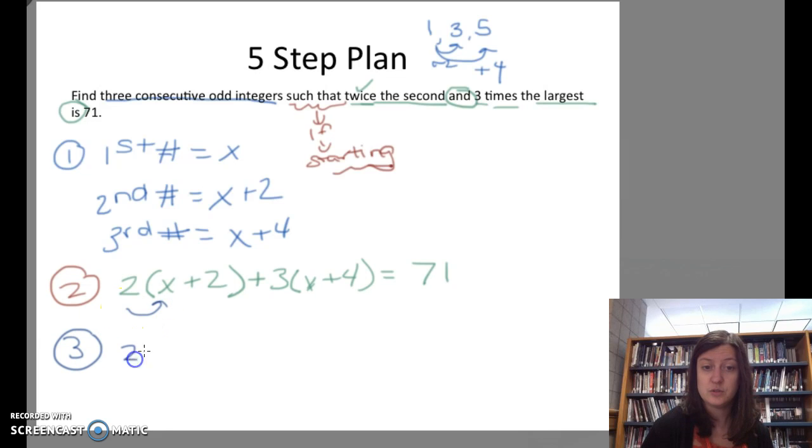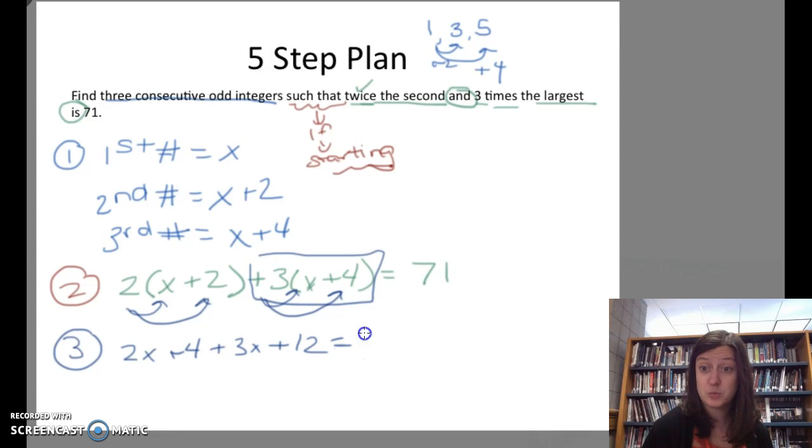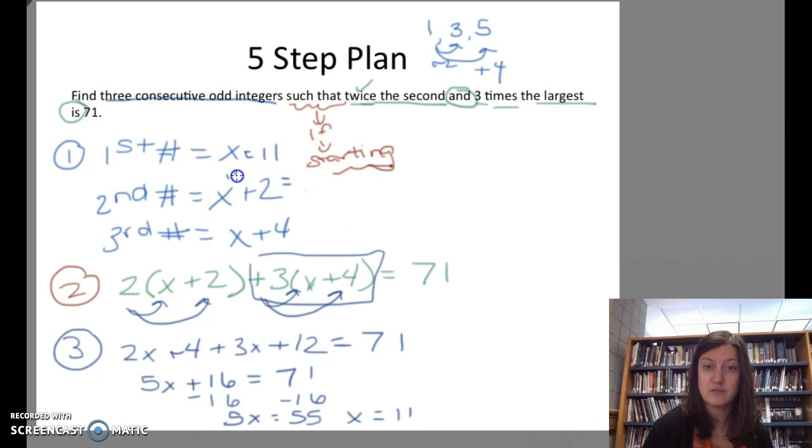Solve it, distribute: 2x plus 4 plus 3x plus 12. Be very, very careful to distribute that. 5x plus 16 equals 71. Subtract 16, 5x equals 55, so x equals 11. This is 11, so this is 11 plus 2, which is 13. This is 11 plus 4, which is 15.